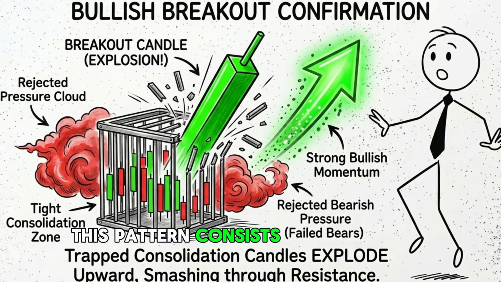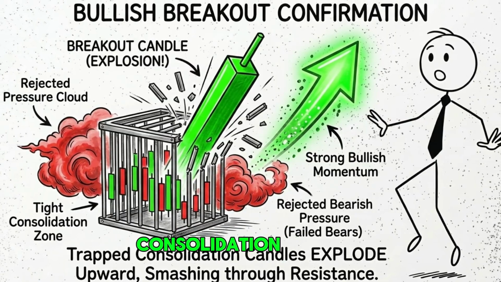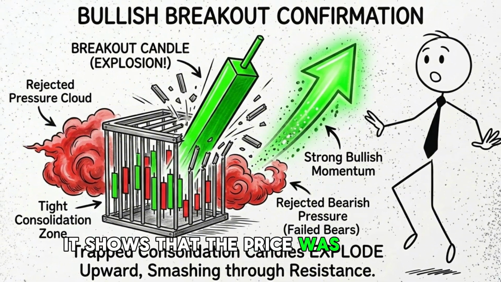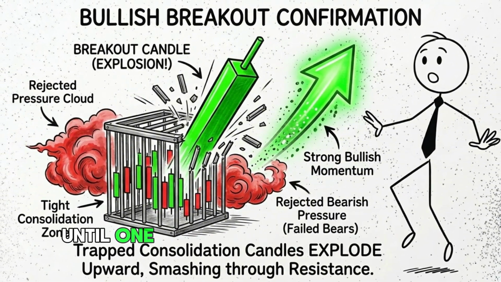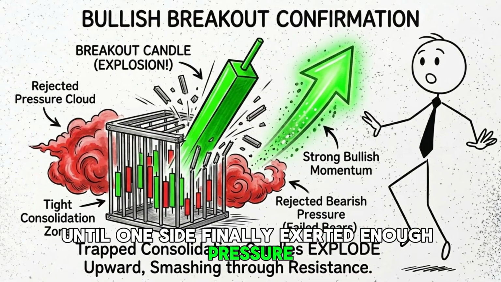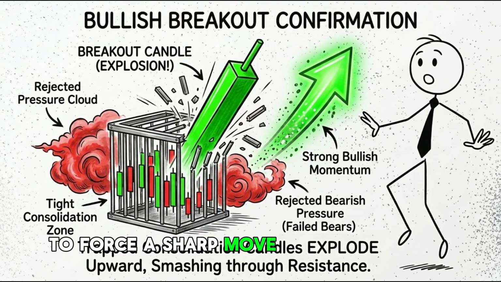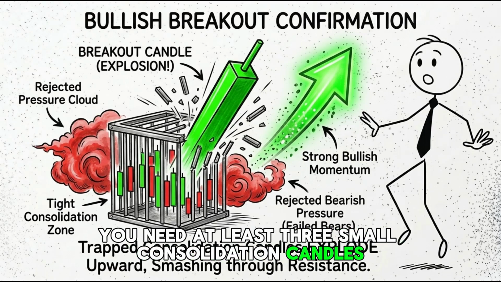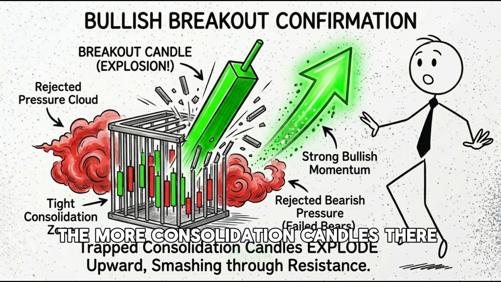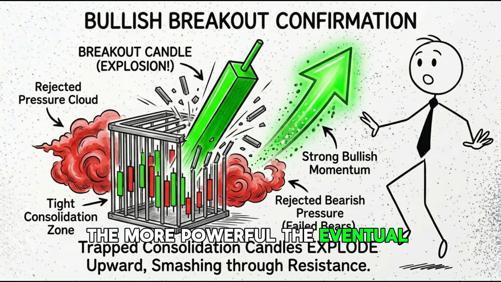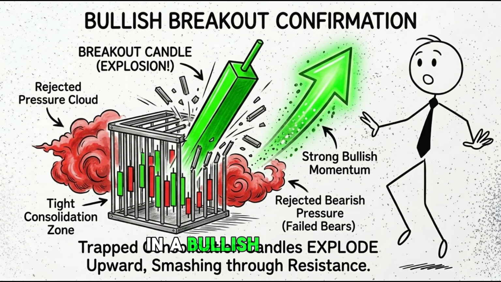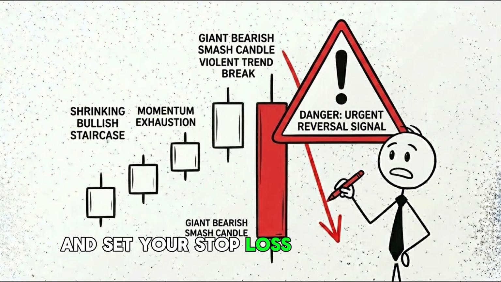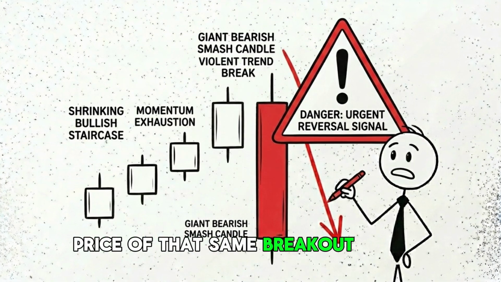Pattern number 5, breakout candles. This pattern consists of a series of small consolidation candles followed by one massive breakout candle. It shows that the price was stagnant or trapped in a range until one side finally exerted enough pressure to force a sharp move. For a valid setup, you need at least 3 small consolidation candles. The more consolidation candles there are, the more powerful the eventual breakout tends to be. In a bullish breakout, you enter at the close of the large green candle and set your stop loss at the opening price of that same breakout candle.